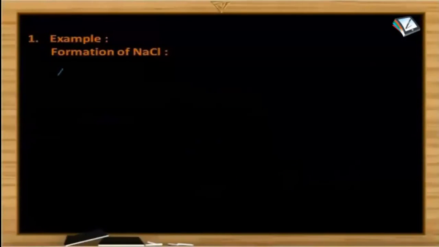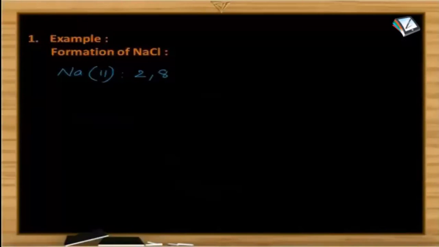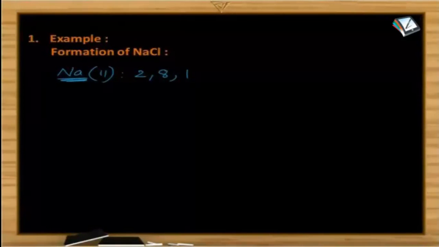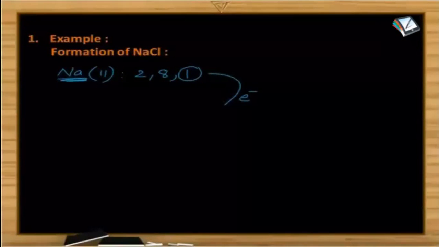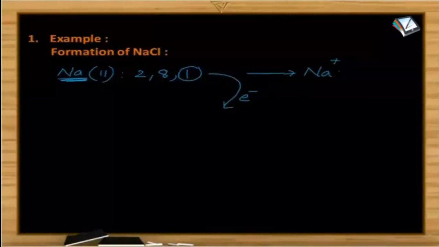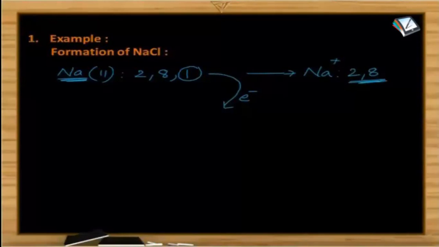What is the electronic configuration of sodium? What is the atomic number of sodium? That is 11, isn't it? What is the electronic configuration? It is nothing but 2, 8, 1. Now, we know that sodium is a metal, and metal always takes part in bonding by losing electrons. So how many electrons should it lose in order to get 8 electrons in the outermost orbit? It is nothing but 1. So the sodium loses 1 electron, and once it loses 1 electron, it is converted into sodium ion, isn't it? Now in sodium ion, what will be the electronic configuration? It is nothing but 2, 8. So it is getting that octet configuration.